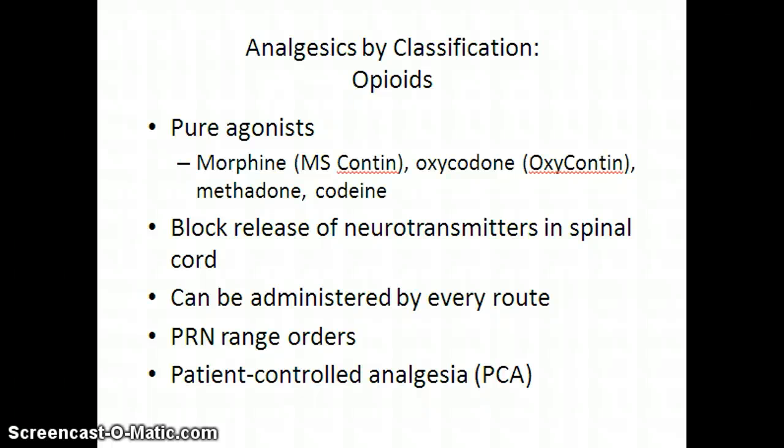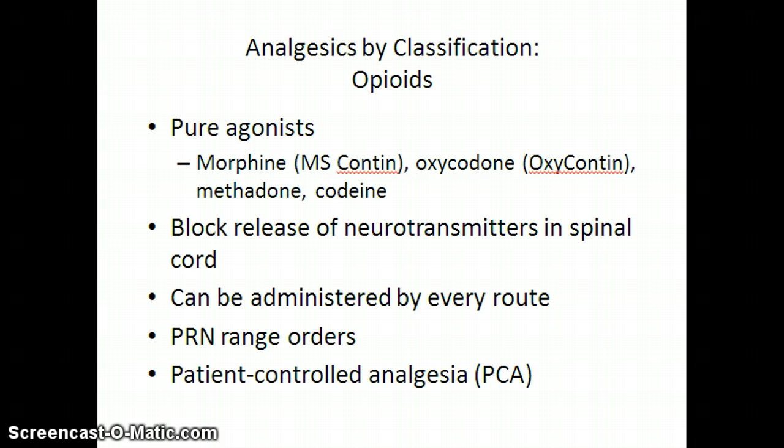The opioids we discussed earlier, the pure agonists, are going to be those with morphine. So your OxyContin, oxycodone, methadone, codeine, those are going to be ones that are pure agonists, and I did talk about them blocking that release of neurotransmitters. They can be administered by every route, so PO, IV, sub-Q, inhaled, buccal, or sublingual. What am I missing? IM, IV, so pretty much every route that you can think of.